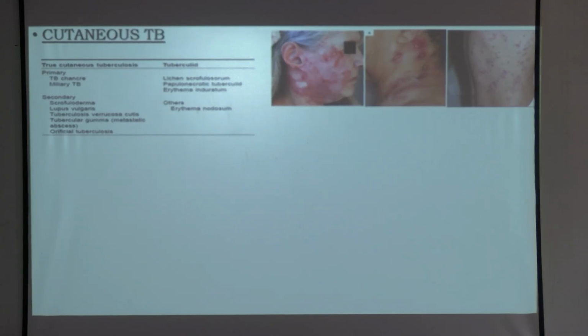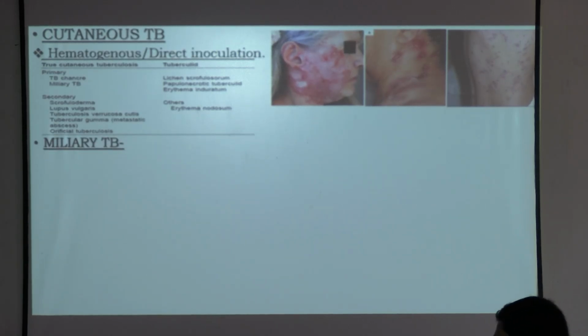And other involvements are lichen scrofulosum and erythema induratum. Erythema induratum is non-specific to tuberculosis; it is seen in many diseases. Erythema nodosum is also non-specific, but it is seen here too. Last, miliary tuberculosis. What is miliary tuberculosis?